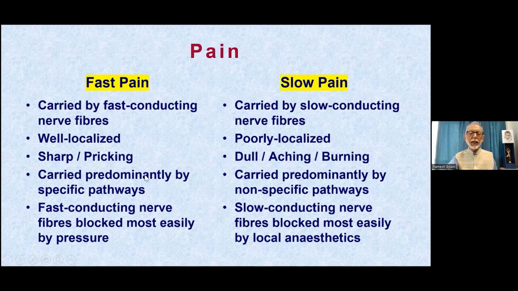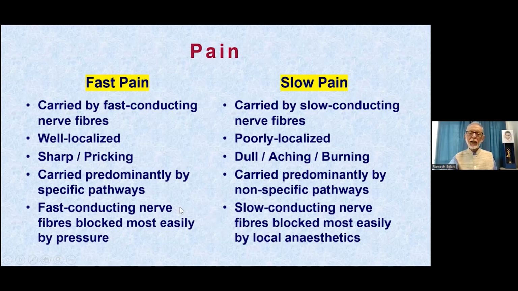Fast pain is carried predominantly by the specific pathways, which give us specific information of the type of stimulus, the intensity of the stimulus, and the location on the body where the stimulus has been applied. Whereas slow pain is carried predominantly by the non-specific pathways, that is, the pathways which lead to a diffuse projection and keep us awake. Fast conducting nerve fibers are blocked most easily by pressure. We can block the conduction through these fibers, which are traveling from the skin to the spinal cord, by pressure, whereas the slow conducting nerve fibers are blocked most easily by local anesthetics.